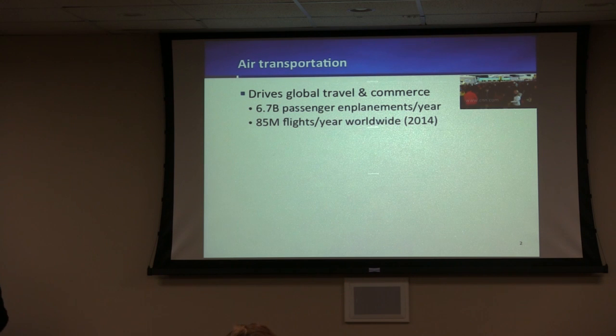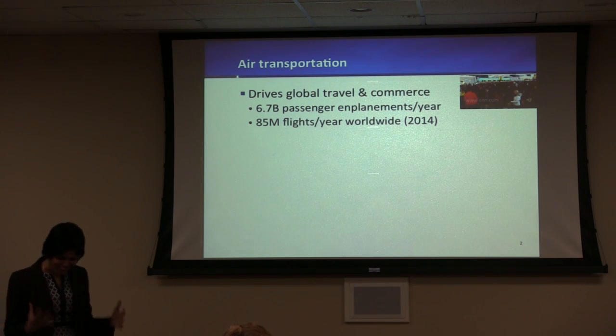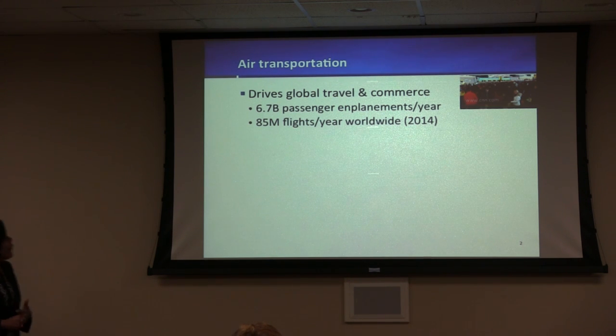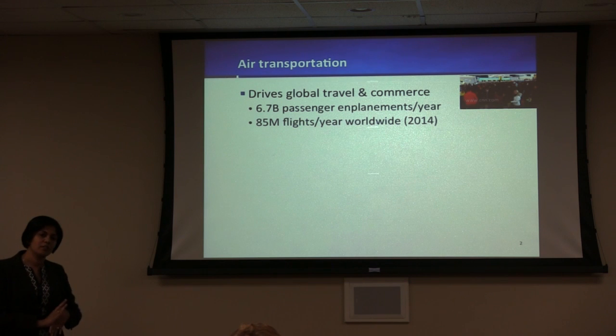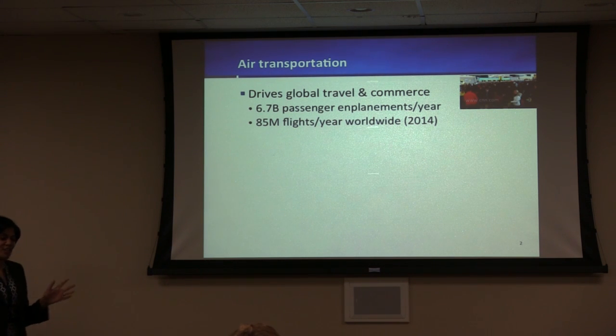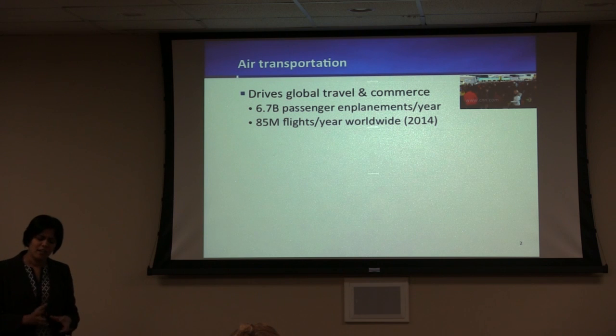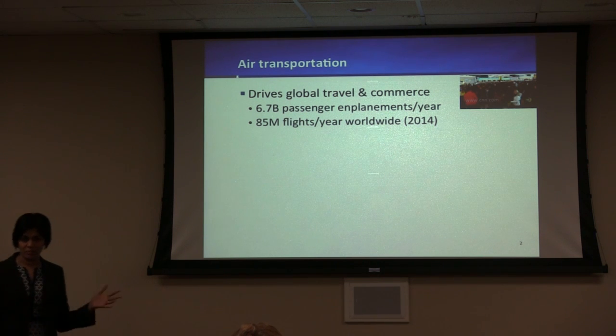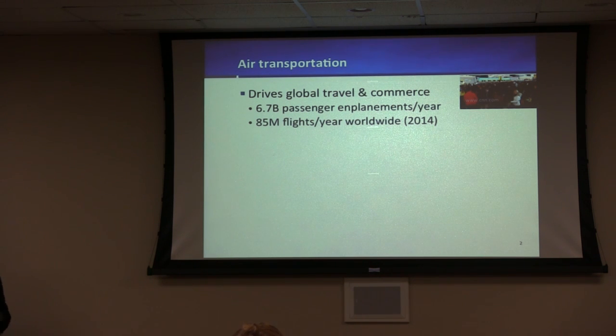I'm preaching to the choir, but I'm going to do this anyway since this is a systems engineering talk. Why we do what we do. And I think it's hard to argue with the statement that air travel has become very much a driver of global travel and commerce. The numbers are pretty large. I think the Airports Council International estimates that in 2014 there were a little under 7 billion passenger enplanements. So this is somebody getting on board a plane somewhere in the world.